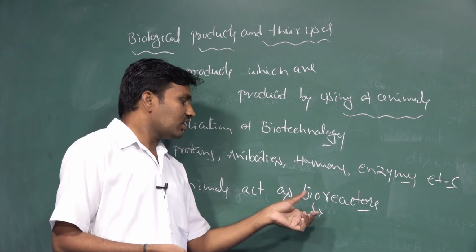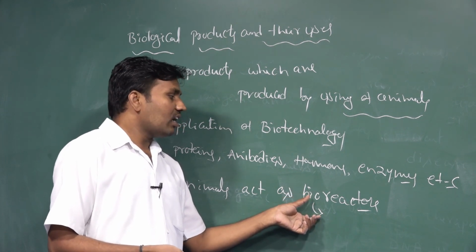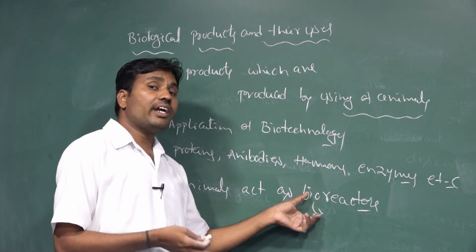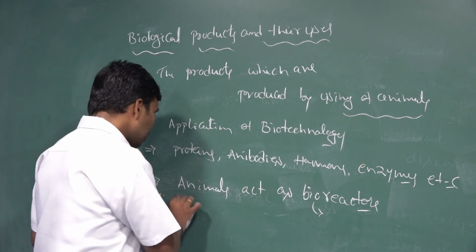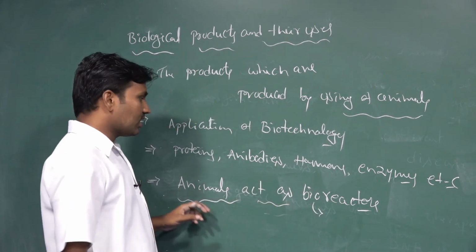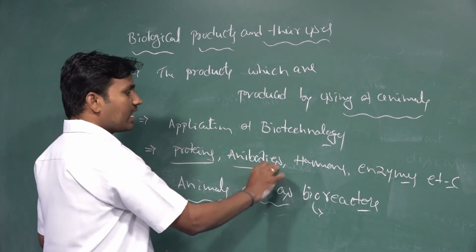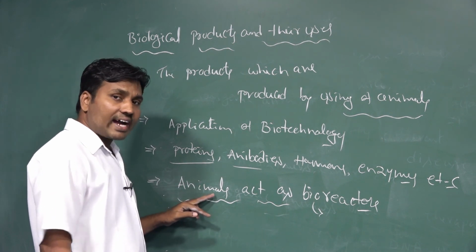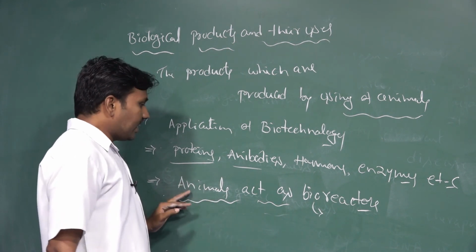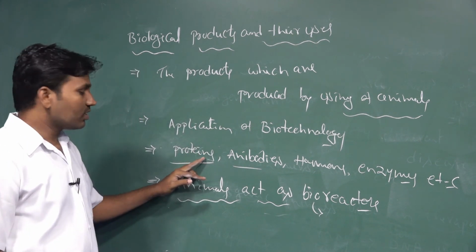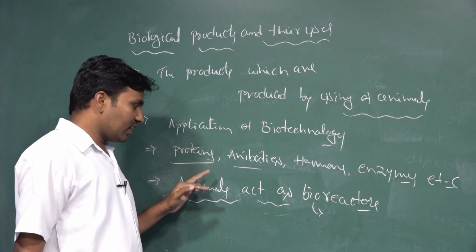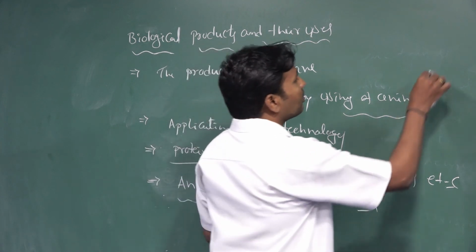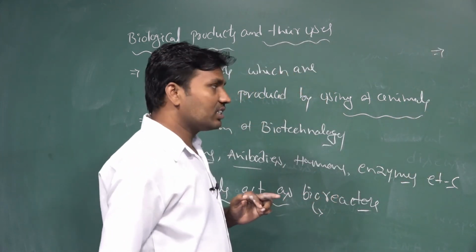Industrially, in the synthesis process, we use large steel tanks as bioreactors. Here, to produce specific proteins like therapeutic proteins, antibodies, hormones or enzymes, we use animals. Animals act as bioreactors here. By using animals, we produce specific kinds of products. This process is called biological production.